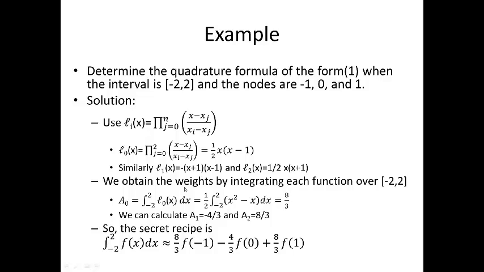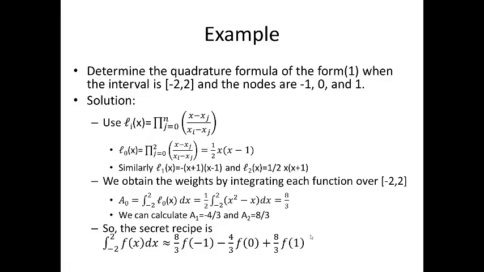We can then go about obtaining the weights, and we get weights of A0 is 8/3, A1 is -4/3, and A2 is 8/3. So we put these all together in the sum of A sub i f of x sub i formula, and we get the following secret recipe. The integral from -2 to 2 of f of x dx is approximately 8/3 f evaluated at -1, minus 4/3 f evaluated at 0, plus 8/3 f evaluated at 1.